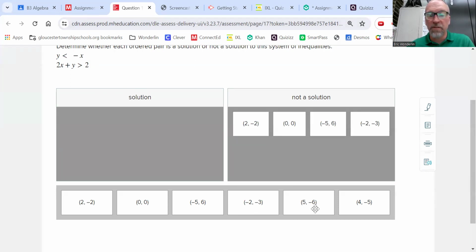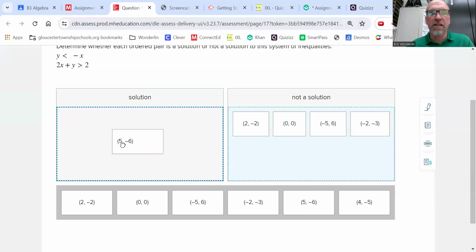5, negative 6. 5 is x, so negative x is negative 5. Negative 6 is y. Is negative 6 less than negative 5? Yes, it is. All right. Inequality number 2. 2 times 5 is 10. 10 plus negative 6, that's 4. Is 4 greater than 2? Hey, I finally got a solution.